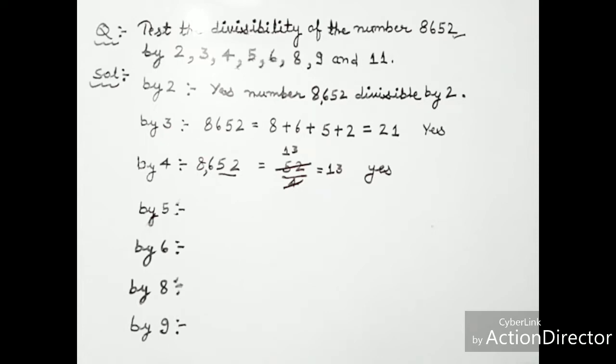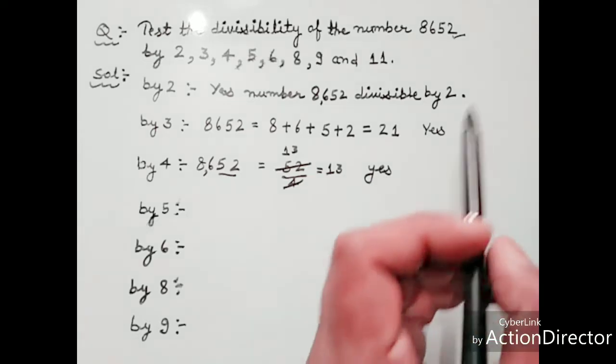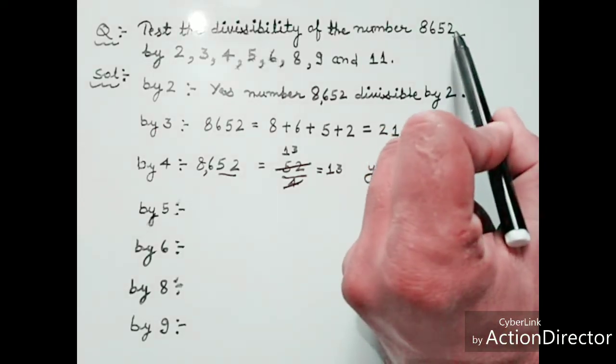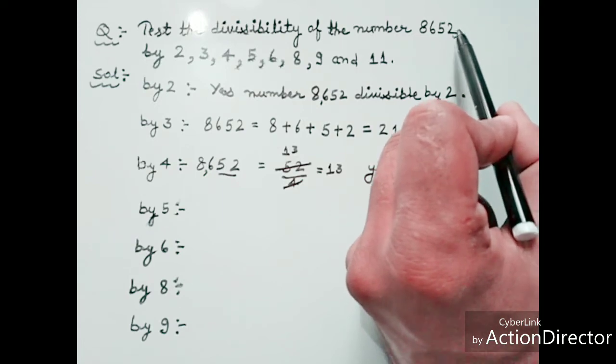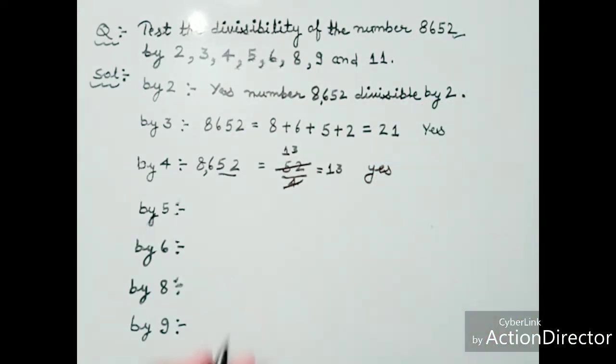Now check divisibility by 5. The divisibility rule of 5 says that if the unit digit of a number is 0 or 5, then the whole number is divisible by 5. Here the number has unit digit 2, so we say that no, the number 8652 is not divisible by 5.